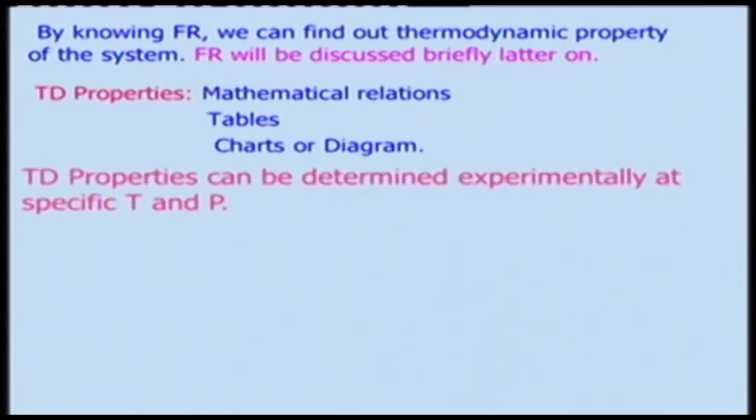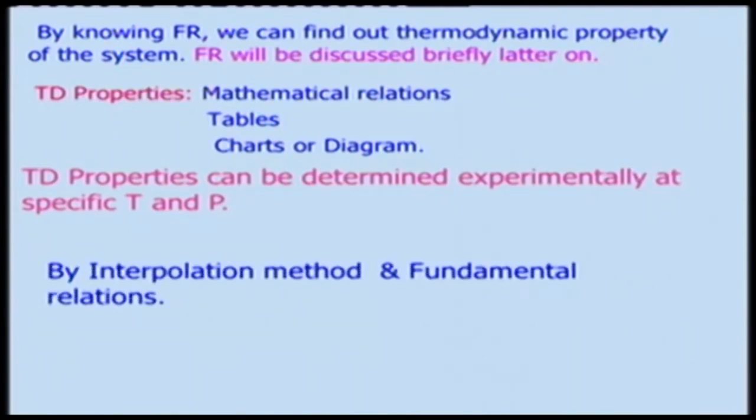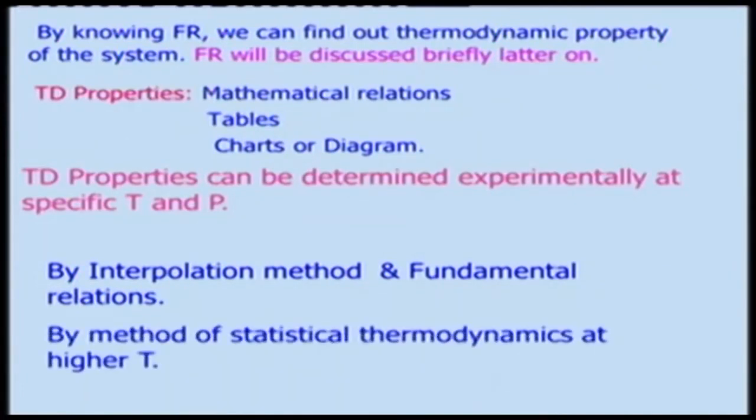Thermodynamic properties, as I said earlier, can be determined experimentally at specific temperature and pressure by the interpolation method, and using these fundamental relations, which I have not discussed yet, we can relate these experimental properties with the non-experimental properties. Another way is to use statistical thermodynamics at higher temperatures, because the properties we will be using are basically at low temperature, where we can measure. At high temperature, say 10,000 or 20,000 degrees Celsius, it is very difficult to measure. So we need statistical thermodynamics, which we will not be discussing, but it can be done.